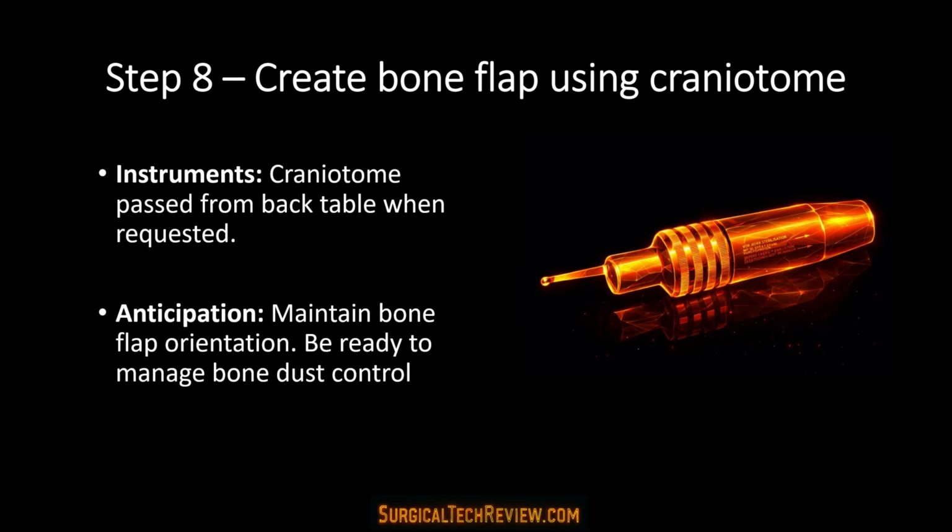Step 8. Create a bone flap. A craniotome is used to connect the burr holes and create the bone flap. Irrigation is used to control heat and bone dust during this step. Instruments include craniotome. Anticipation: maintain bone flap orientation. Be ready to manage bone dust control.